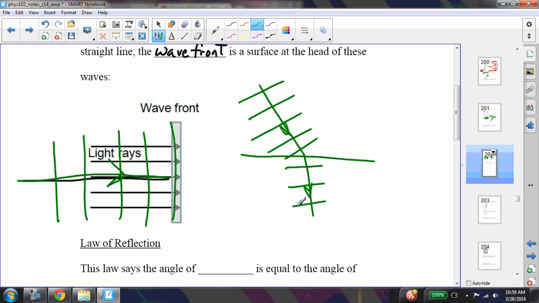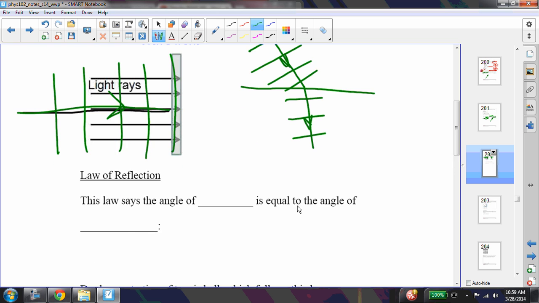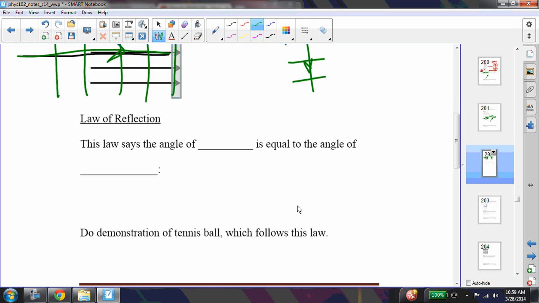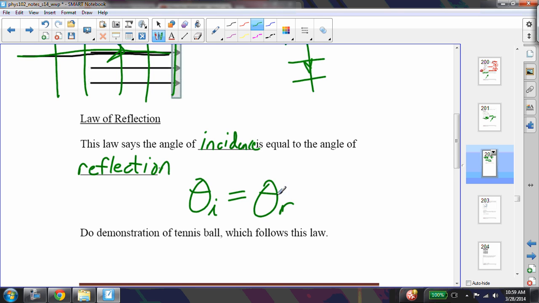Now first, let's look at the law of reflection. The law of reflection is very simple. I've already said it basically before. Remember, this was the idea that Newton believed demonstrated the particle nature of light, and it does in fact demonstrate the particle nature of light. It just says that the angle of incidence is equal to the angle of reflection. Or I could just say theta I, the incident angle, equals theta R.